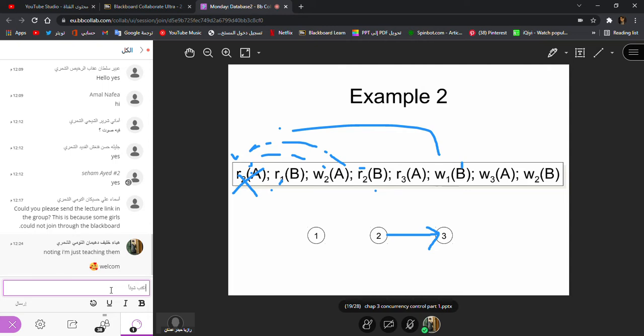Now the second one, this R1B. Now check the same way against the others. So R1B and W2B, no error, sorry, no conflict. So I just ignore it. This is read, no conflict. Again, read, no conflict. This is R1, W1, same transaction, reading and writing on the same element. So no problem, no conflict.